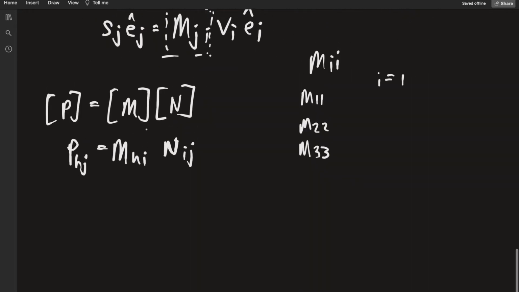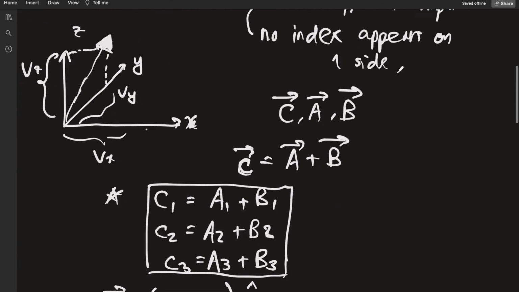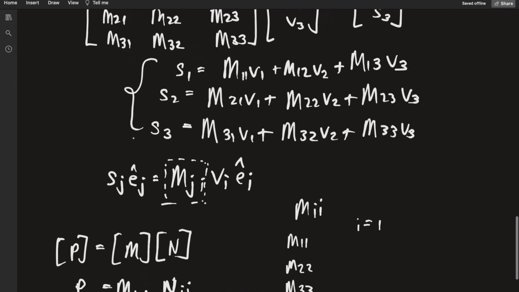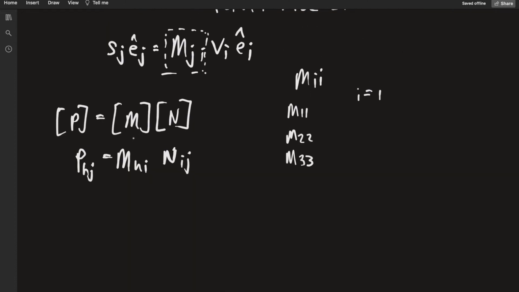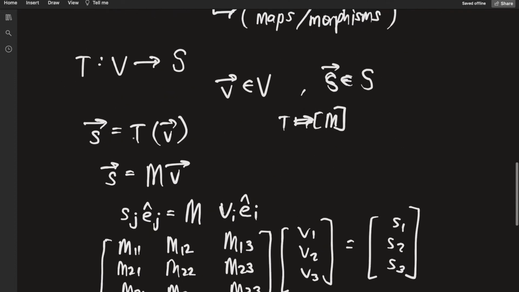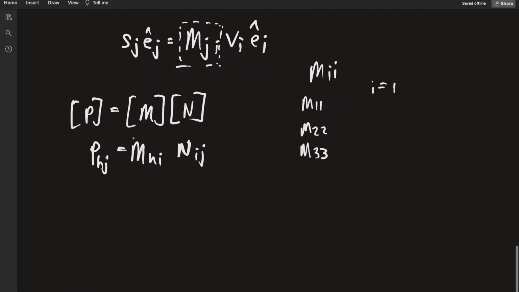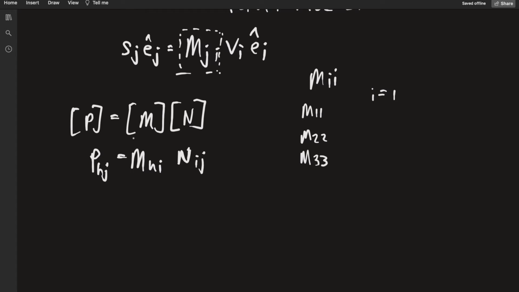Okay, so this was for vectors and matrices, and I think it's time to define some operations and how those operations can be represented using this new subscript summation convention. Operations such as the dot product and the cross product. So see you on a fresh page.